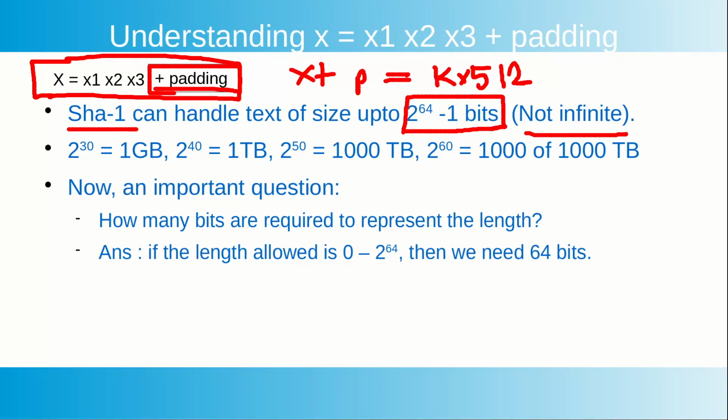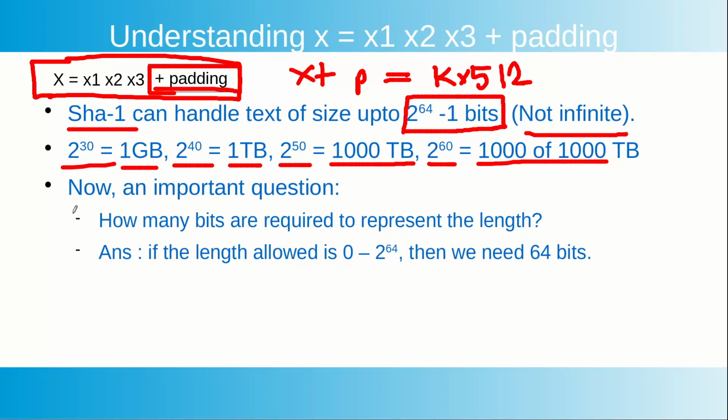But if you think this is a very small number, it is actually not, because 2 to the power 30 bits means 1 GB, 2 to the power 40 bits means 1 TB, 2 to the power 50 bits means 1000 TB, 2 to the power 60 bits means thousands of thousands of TB, and 2 to the power 64 is even more than that. Thousand of thousand means 1 million, so it is about 16 million TB actually. So it is very huge, a single file of that much size can be handled by SHA-1.